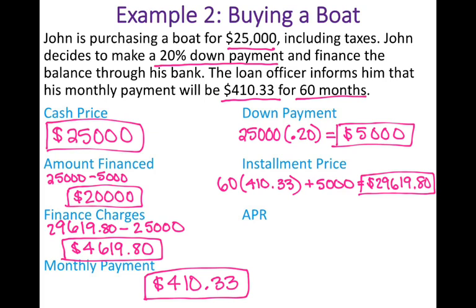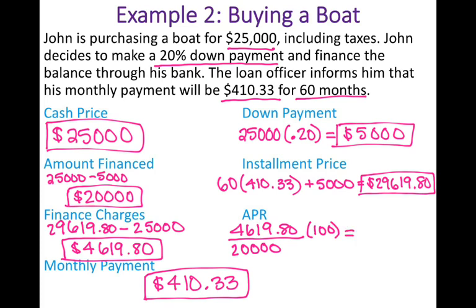Okay, now comes the fun part of figuring out the APR. In order to figure out the APR, you are going to take your finance charge, which was $4,619.80, divided by the amount financed, $20,000, and multiply that by 100. So I'm going to go ahead and calculate that.